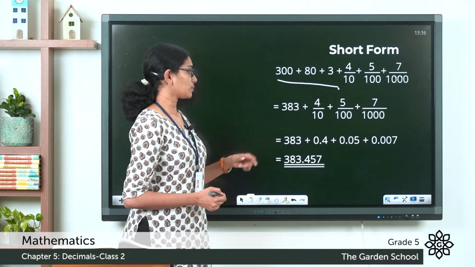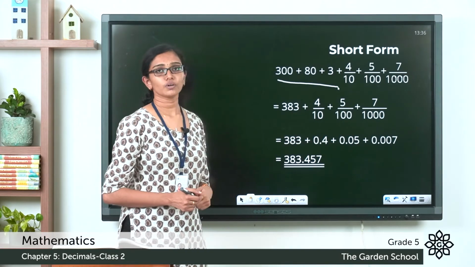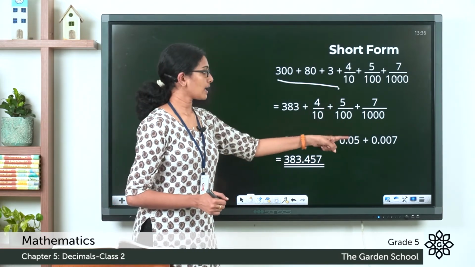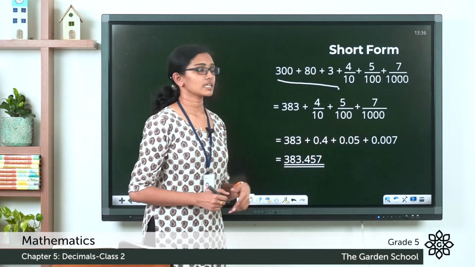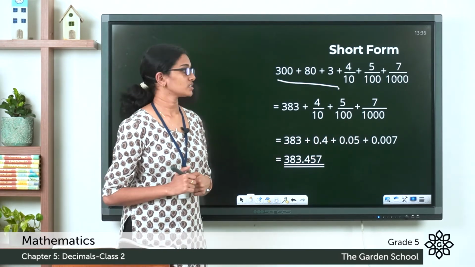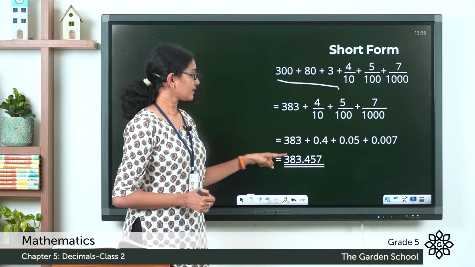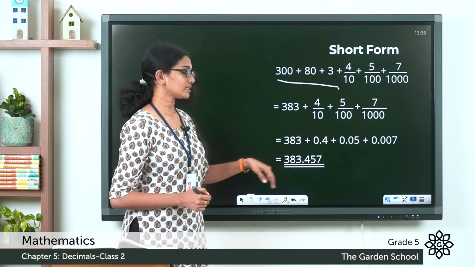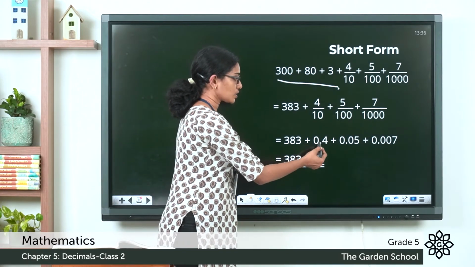Let's change these fractions into decimal form. So that would be equal to 383 plus: 4 by 10 is equal to 0.4, 5 by 100 is equal to 0.05, and 7 by 1000 is equal to 0.007. Now let's add up all these numbers. We write the whole number part as it is.